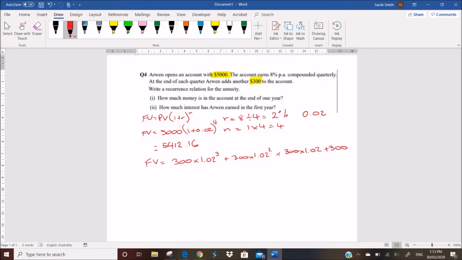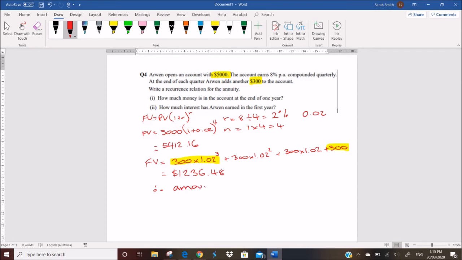Okay, so this first value here, this is the bit that has been in there for 3 quarters now. Our second one's only been in there for 2. Next one's only been there for 1, and this last bit on the end, that's the 300 that we're depositing at the end of the year. So that's going to equal 1236.48.